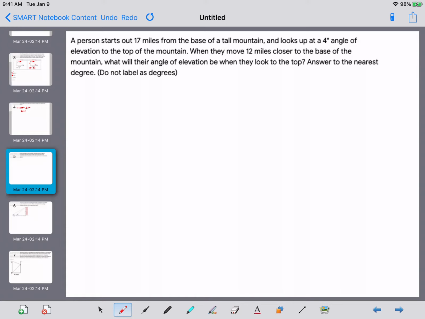All right, so I'm not going to draw this very beautifully, but that's okay. Over here we have a mountain. Over here we have some person, and they are 12 miles away. Oh, 17 miles. Pretty far. All right, so we got 17 miles, and if they look up to the top of this mountain, a very big angle of elevation. It's 4 degrees. So then they're going to move 12 miles closer, and that's going to get them to about there. And they look up again.